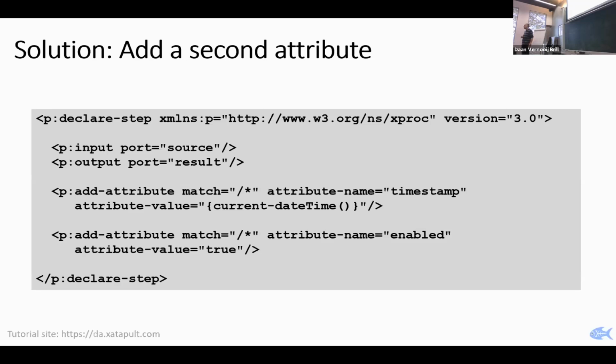May I ask about the attribute value here? In the first step, it's some function that's calculated. In the other one, is it just a string? It's just a string, yeah. Anything between curly braces should be an XPath expression. And if you don't put any curly braces around, it's just a string.